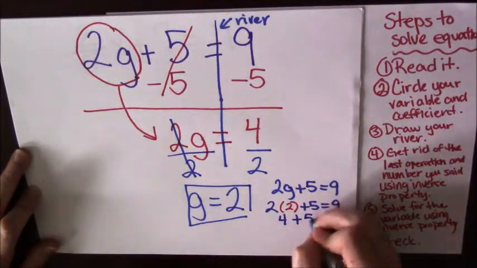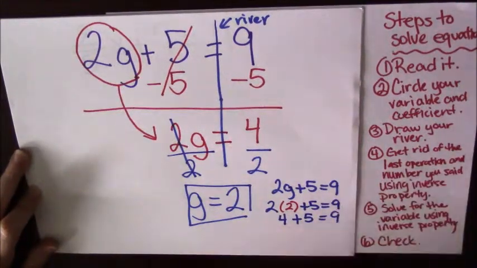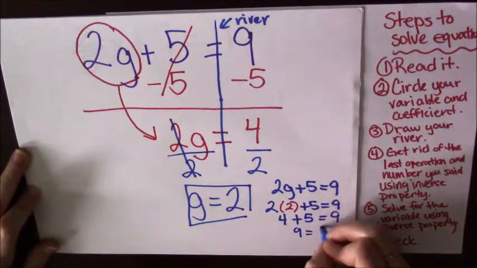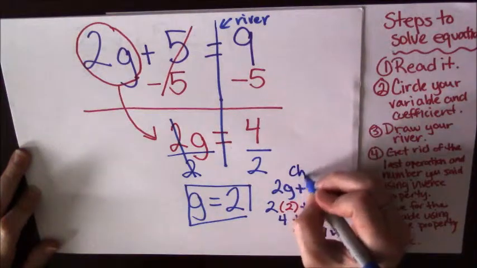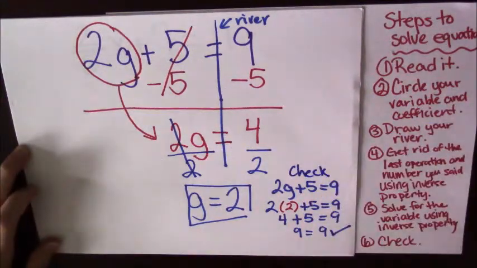Order of operations, 2 times 2 is 4. 4 plus 5 equals 9. 4 plus 5 is what? 9. So does 9 equal 9? Yes. So check. Don't forget to do your check.